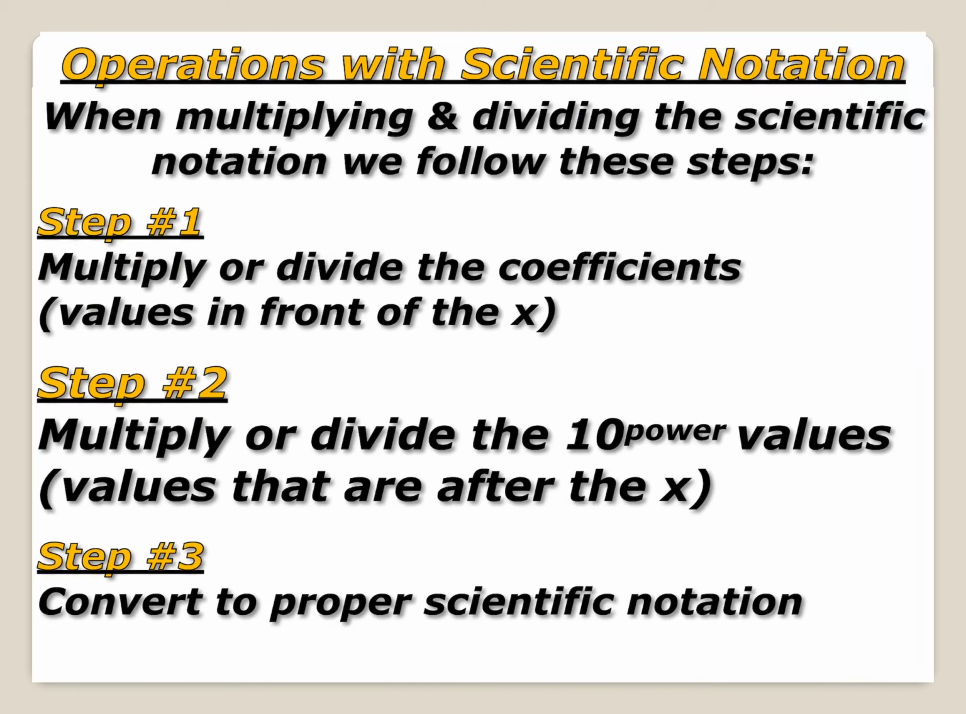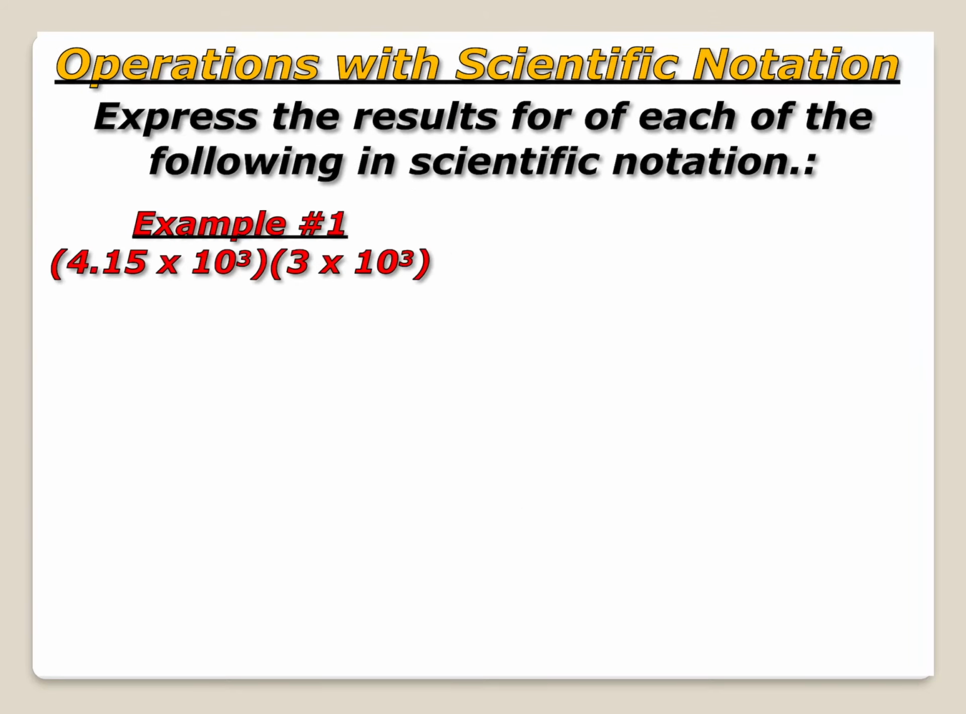So we know that means our coefficient has to be in between 1 and 9. So sometimes we have to swoop our decimal point to make sure that our coefficient follows those rules. And when we adjust our coefficient, we also have to adjust our exponent. So let's take a look at a few of these problems.